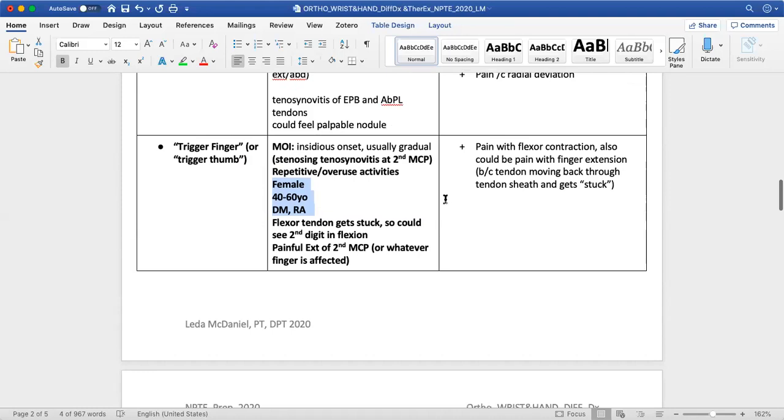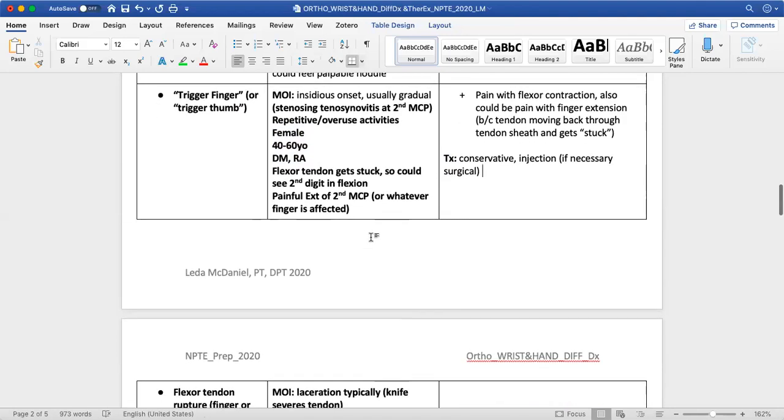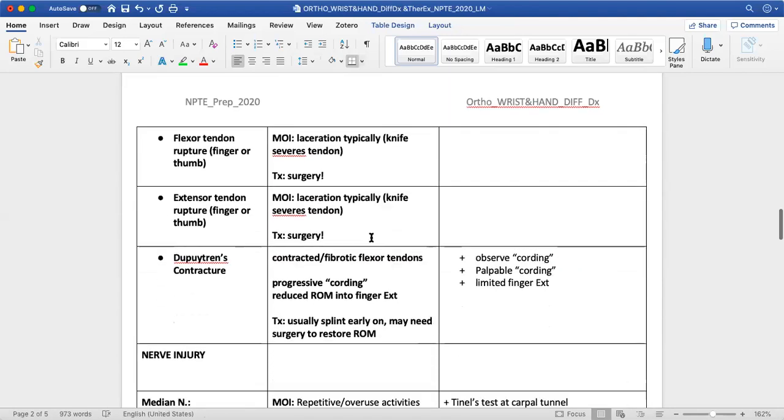Treatment for this is usually going to be conservative care, splinting and injections to start with, and then if necessary, surgical treatment. But really trying to reduce the source of the inflammation if possible, with surgery to remove adhesions and try to free up that tendon if necessary.